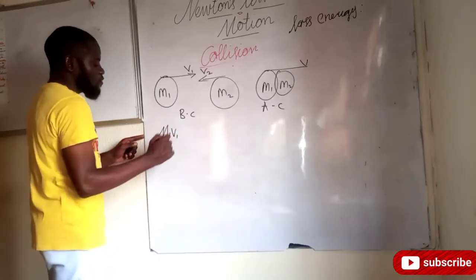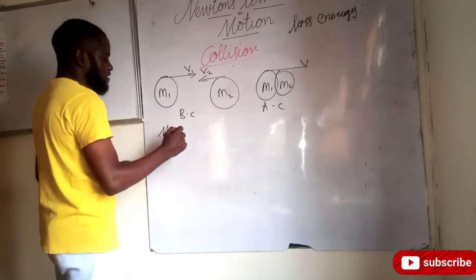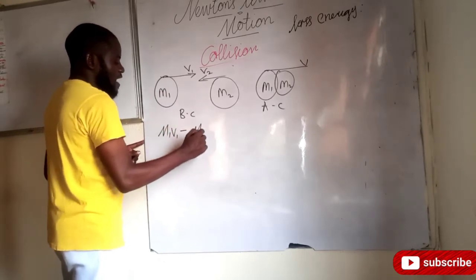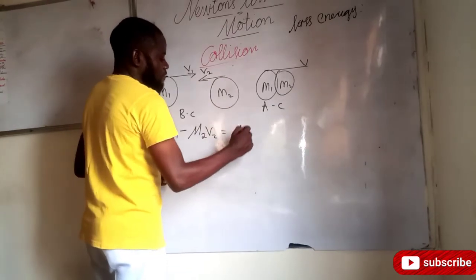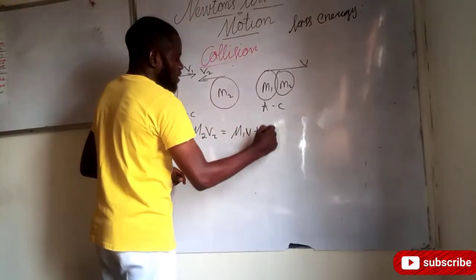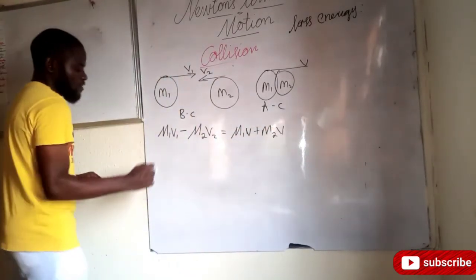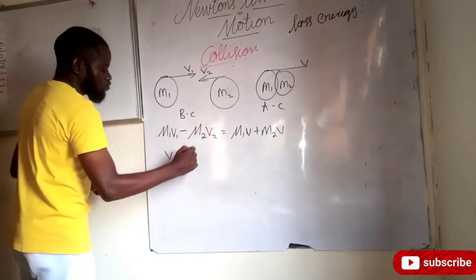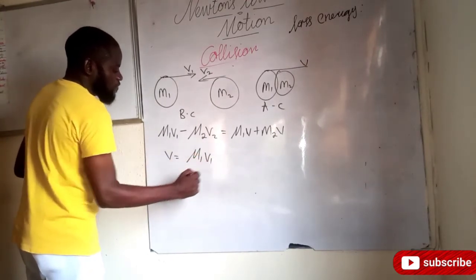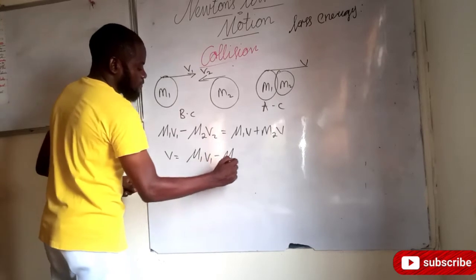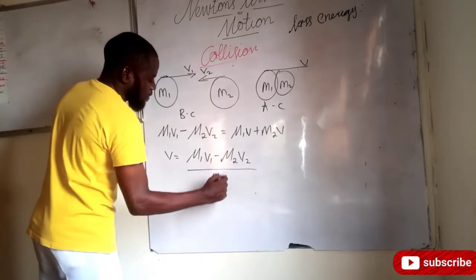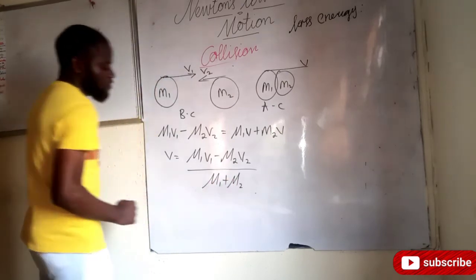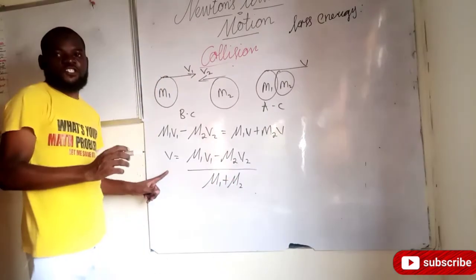So m1v1, but because they are facing opposite directions, it's going to be negative, m2v2, equals m1v plus m2v. So v now is equal to m1v1 minus m2v2 all over m1 plus m2. So this will be the common velocity for case 2.